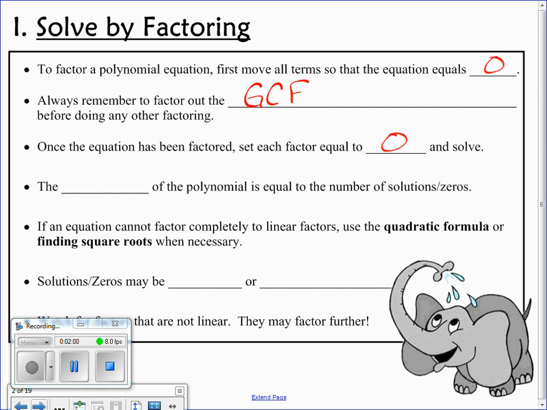The blank of the polynomial is equal to the number of solutions or zeros. Nope. Degree. The degree of the polynomial. How do you find the degree? Nope. Well, if I had the graph, yes. The highest exponent.